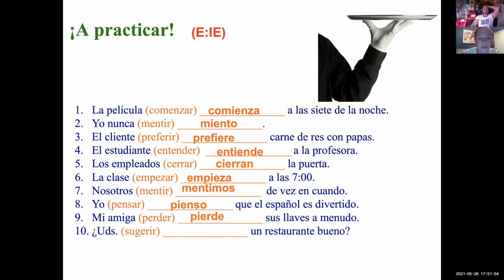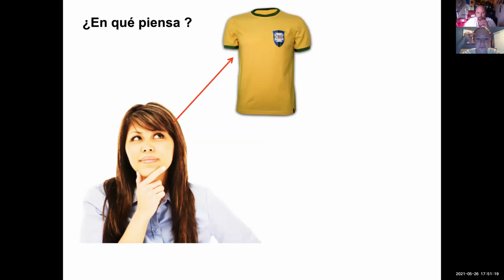Ustedes sugieren. So that's the soft G. Sugieren. Oh, yeah. Sugieren un restaurante bueno. Muy bien, Carly. ¿En qué piensa? Ella piensa en el polo. En la camiseta. Oh. Polo would have a collar on it. Oh, okay. Got it.